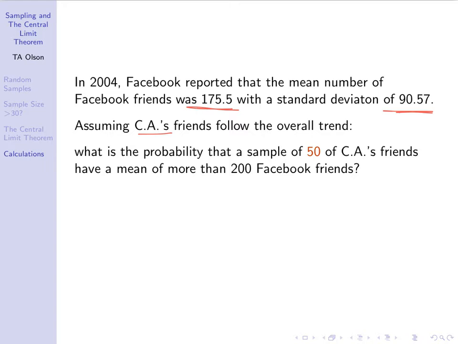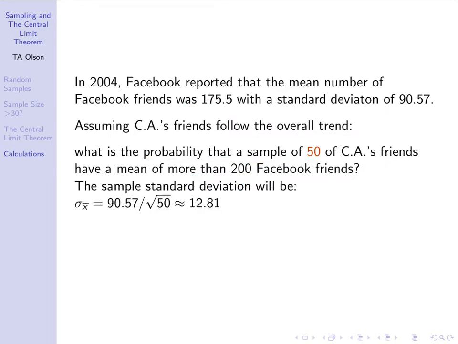So we can ask, if Chifaru takes a sample of 50 of her friends, what's the probability that they'll have a mean of more than 200 Facebook friends? Right, so how do we do this? Well, we're over 30 for our sample size.